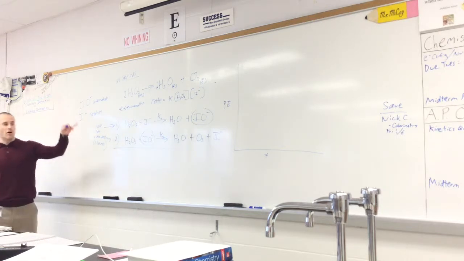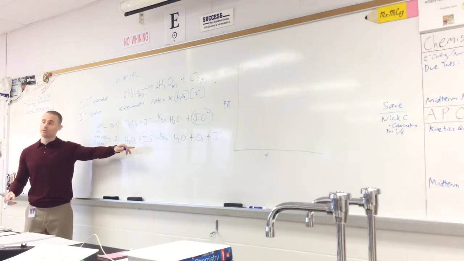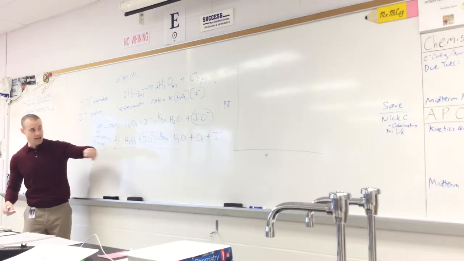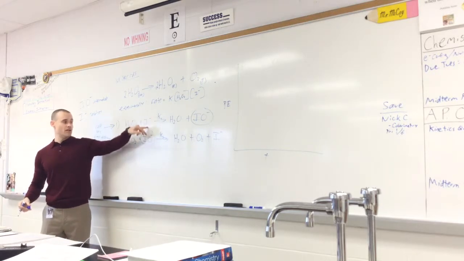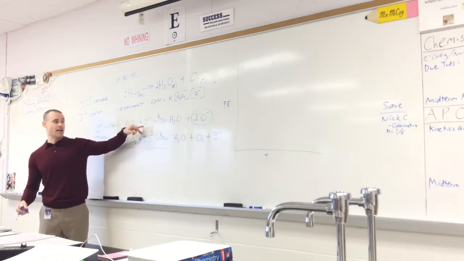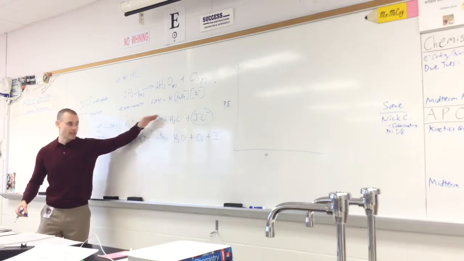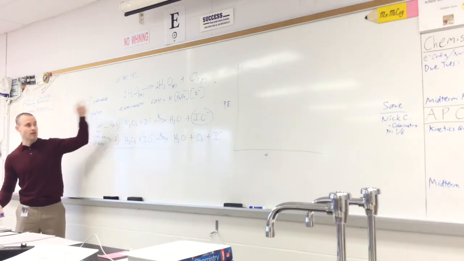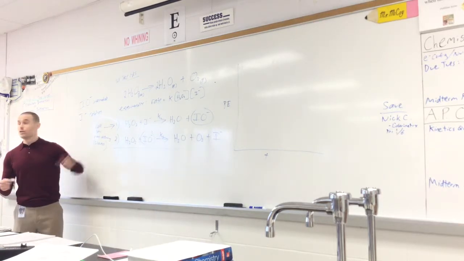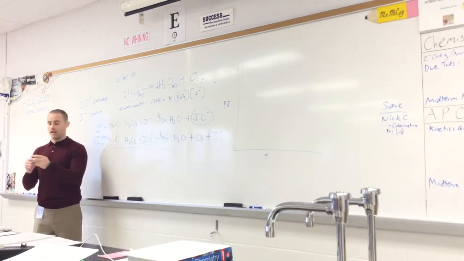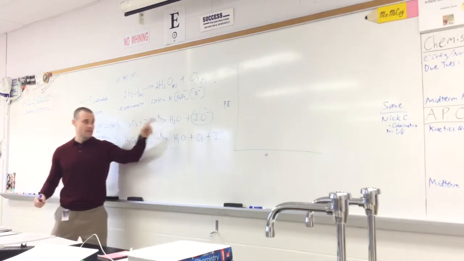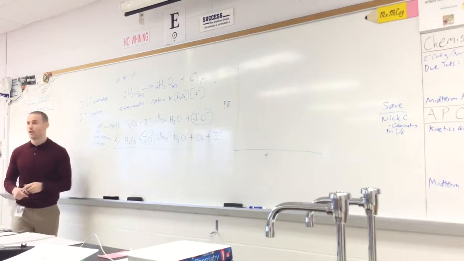So intermediates are formed and then consumed. The catalyst is used as a reactant in the beginning, and then you find it as a product at the end, but only in the elementary steps. They're not found in the overall equation. Neither one of them will be. And that's the trick on the AP. They will ask for catalysts and intermediates. You need to be able to figure out which one's which.